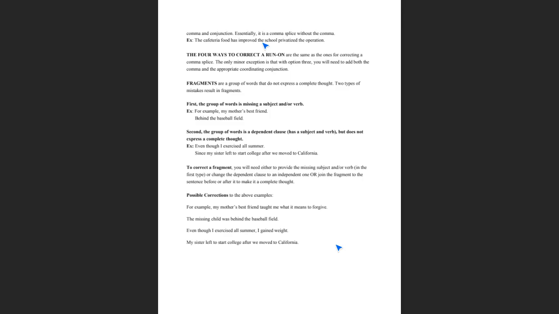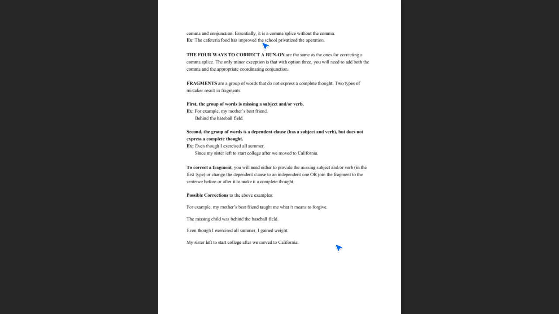You correct a run-on or a fuse sentence the same way you correct a comma splice. So you either make them 2 separate sentences, you use a semicolon between the 2 of them, you add the comma and a coordinating conjunction, or you make one a dependent clause. So the same way that you correct a comma splice is the same way that you will correct a run-on sentence. The last type of common sentence error is a fragment.